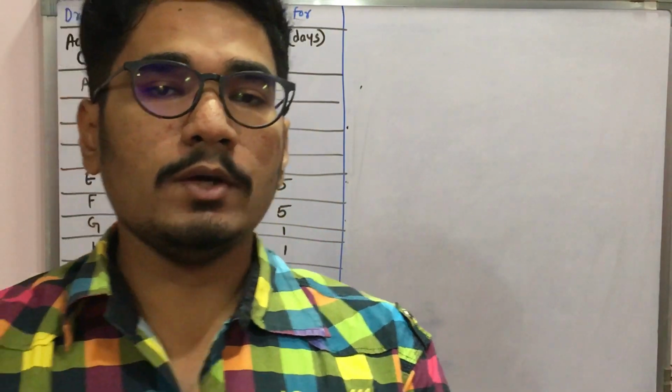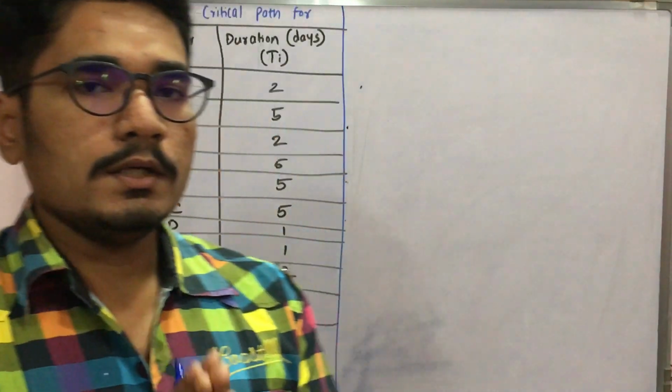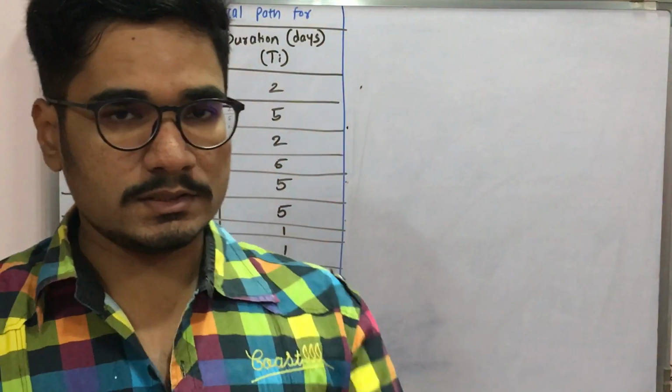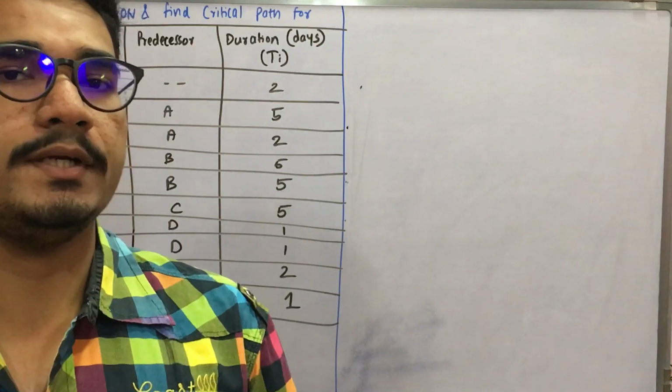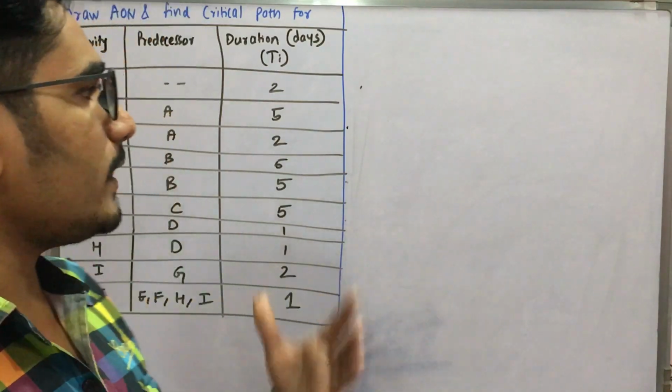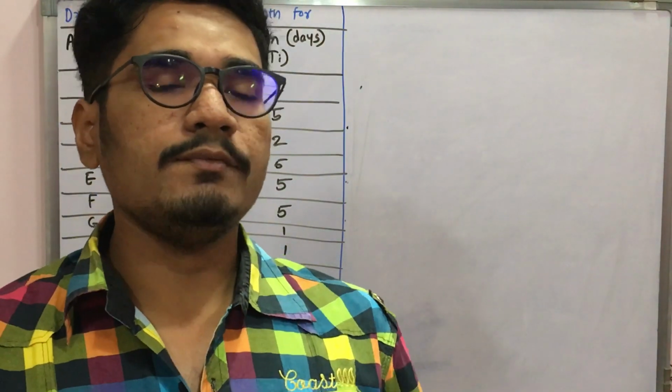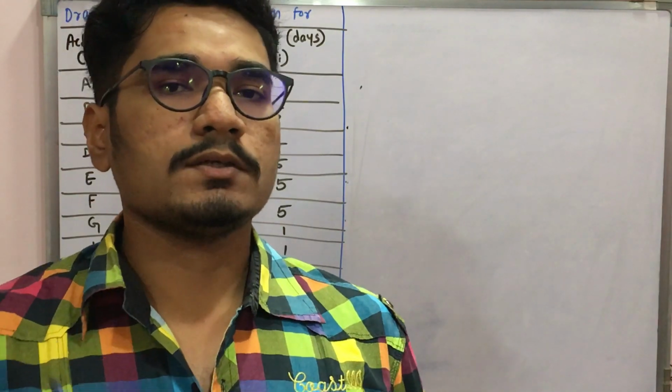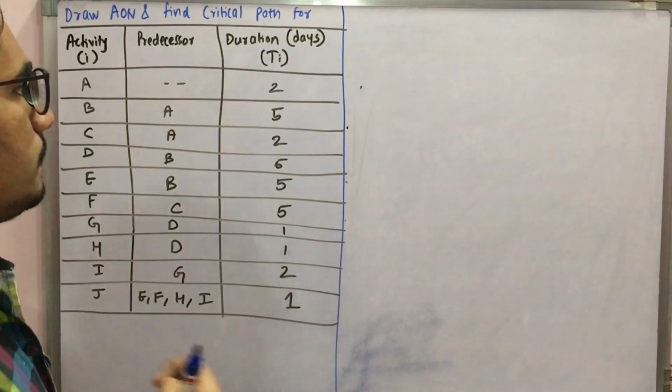So today in this video we'll be solving another problem based on the AON and CPM combined problem. In this we'll first construct the AON diagram with all the activities along with their cost, and then finally we'll construct the table, and from that we'll estimate what the critical path should be, and then we'll draw some conclusions based on that.